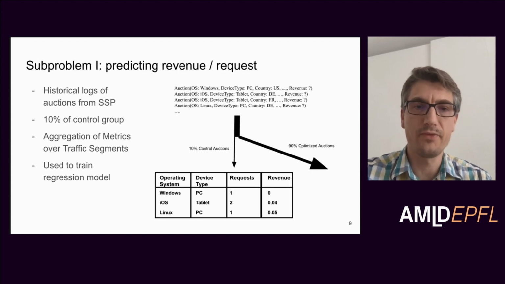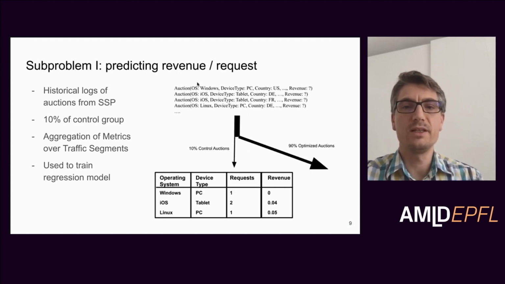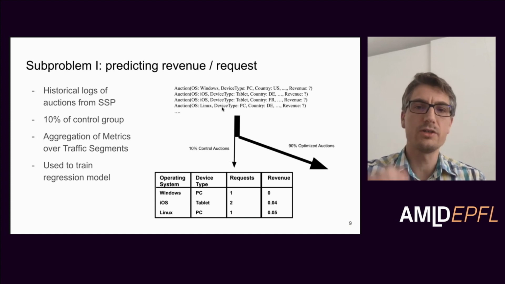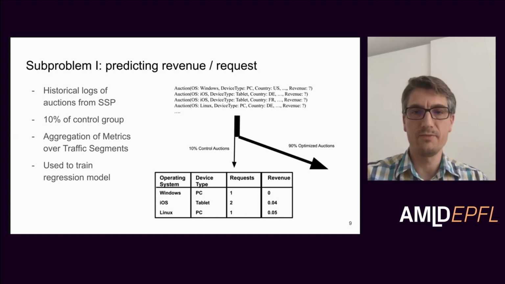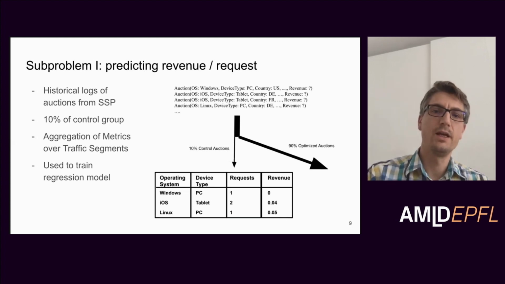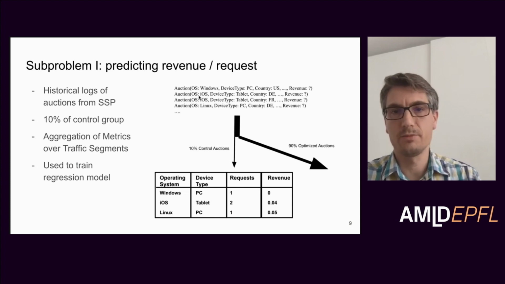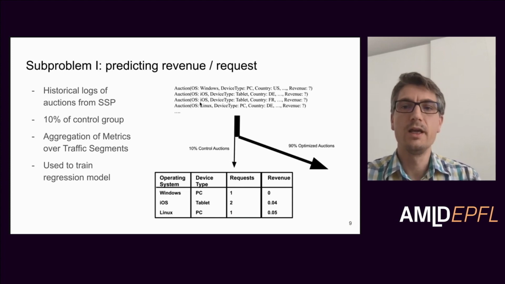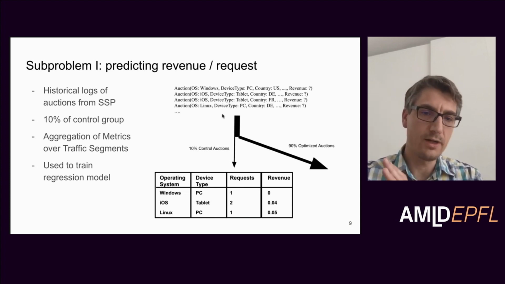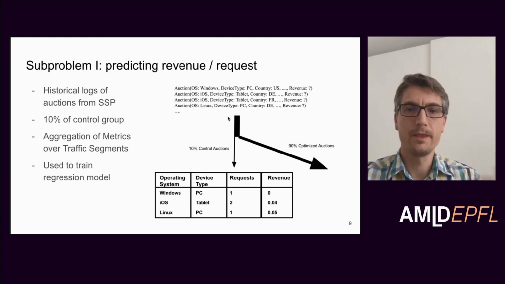So let's start with the first subproblem. On a high level, if you look on the right here, auctions could be seen as basically tuples of values. You have some value for operating system (OS), device type, country, and so on. OS could be Windows or iOS and so on. And as said, we keep 10% of the auctions apart and use them for training.